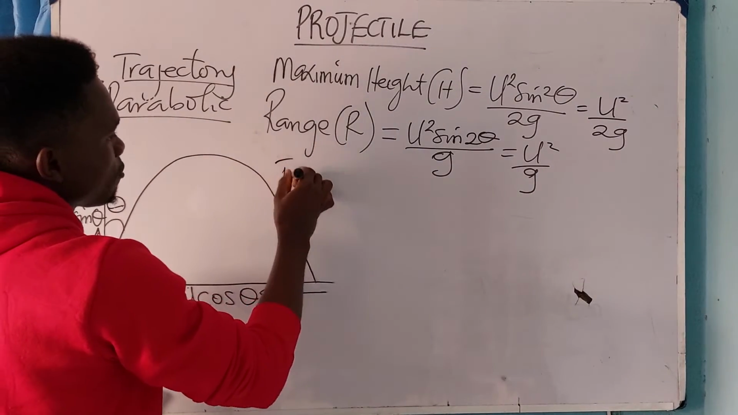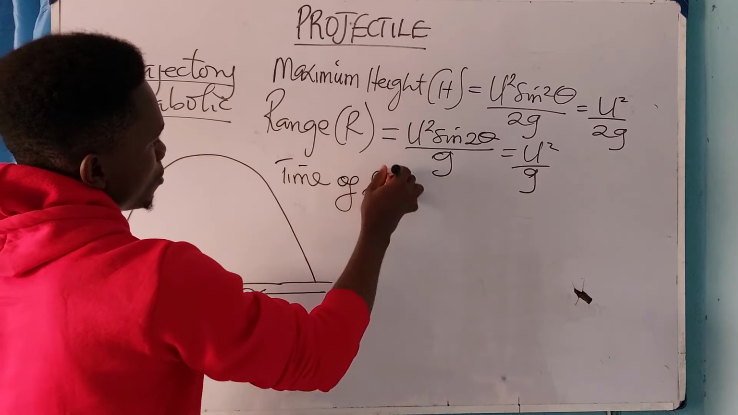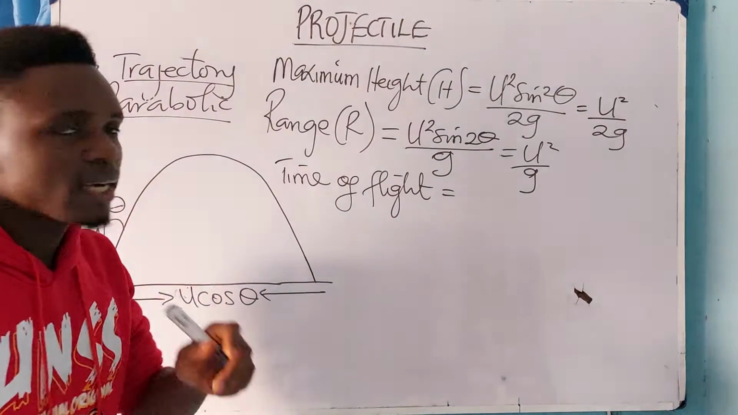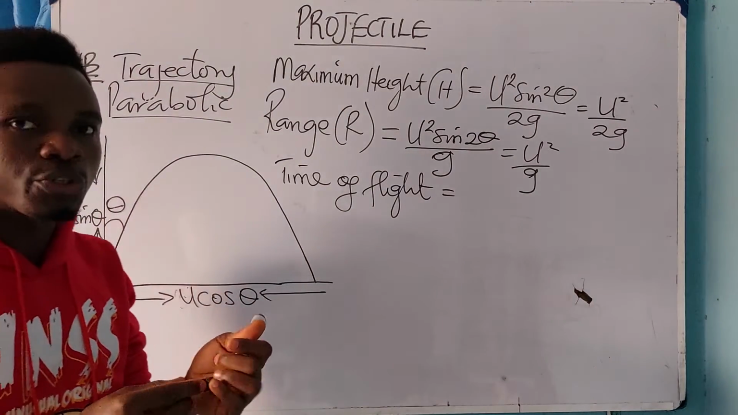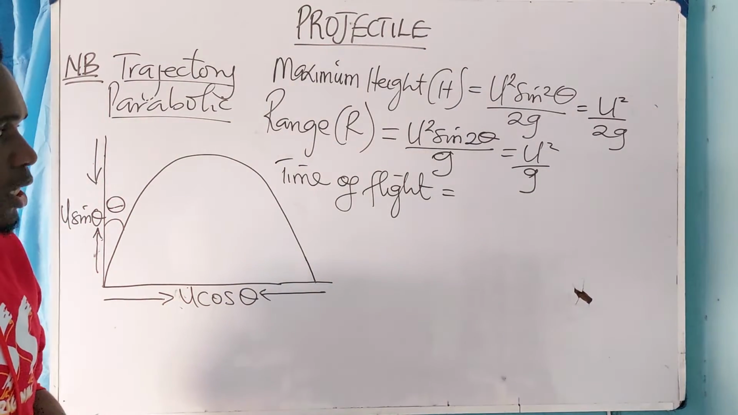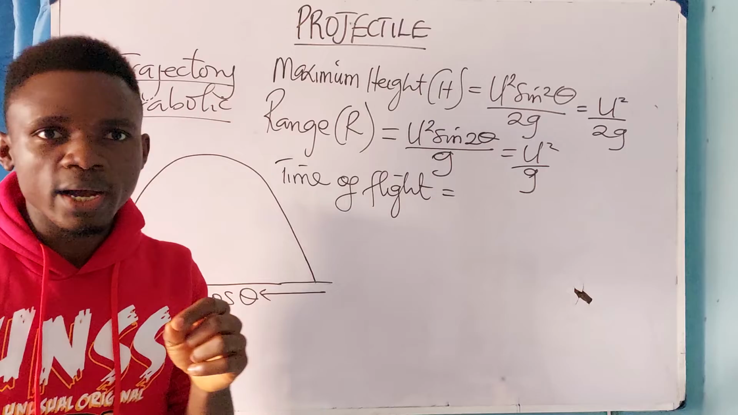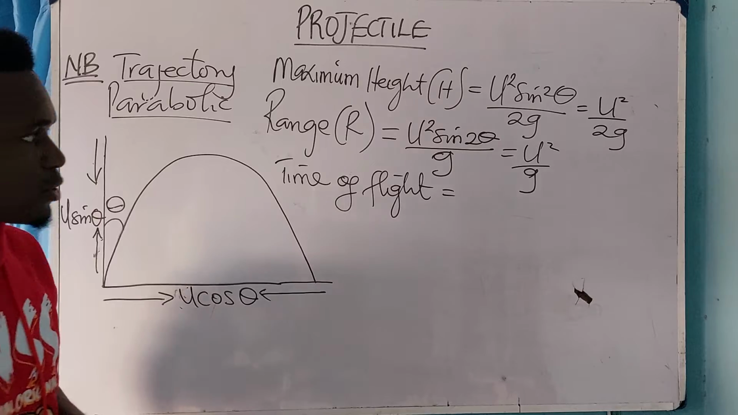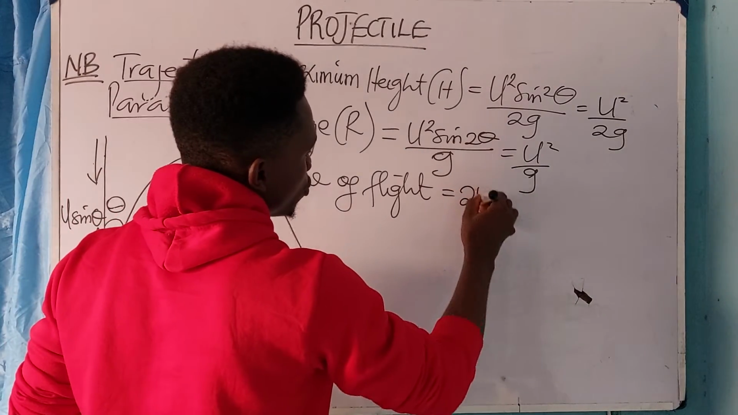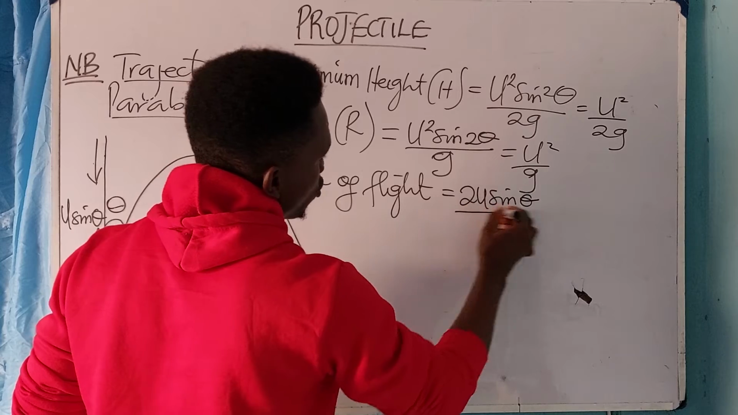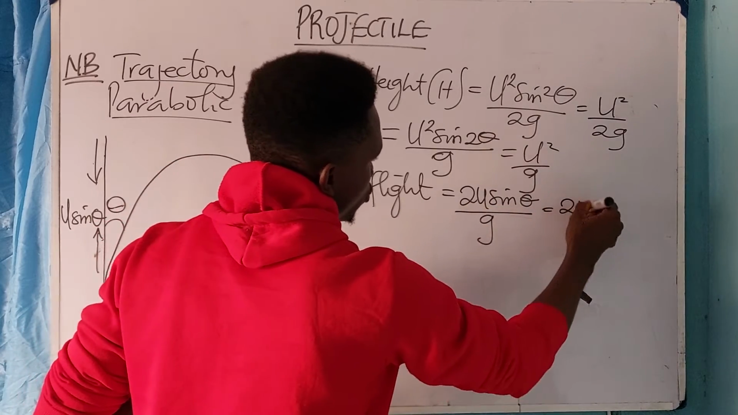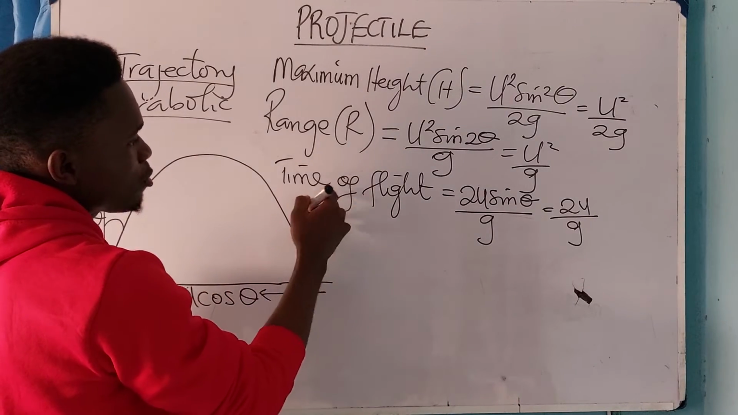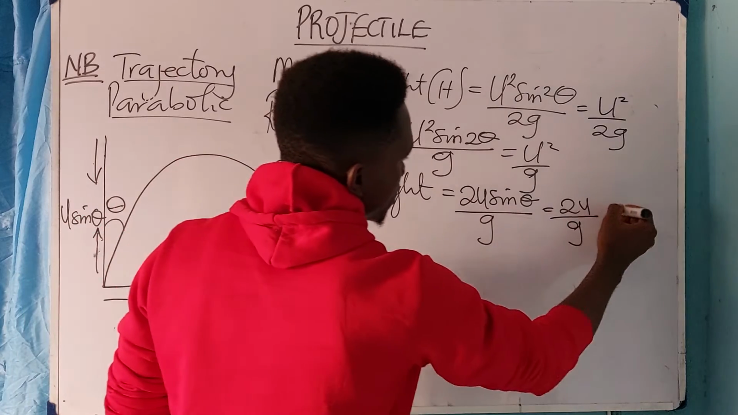Now you have time of flight. The time of flight of a projectile is the time required by a projectile to return back from the point of projection. It is given as 2u sin theta over g, that is 2u over g for the non-inclined case. This time of flight is denoted using small letter t.